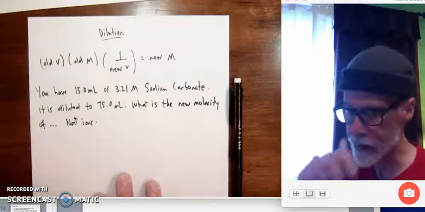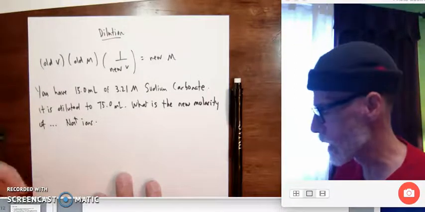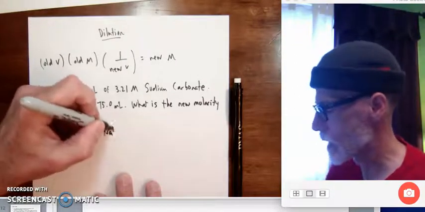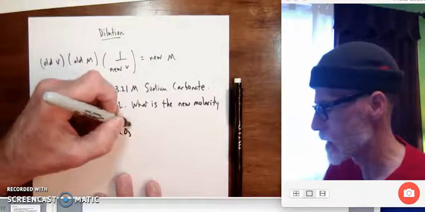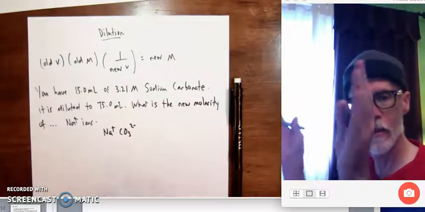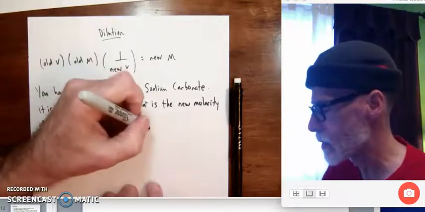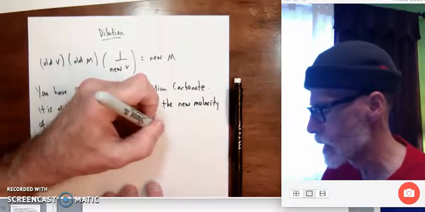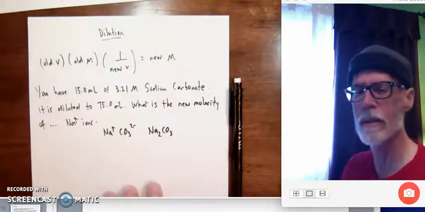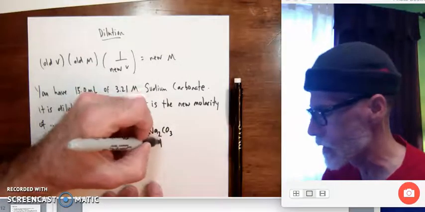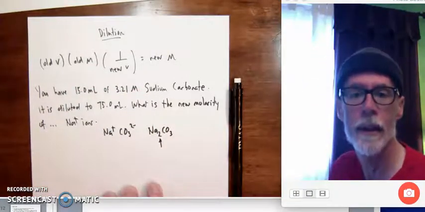Now, let's think about this. Sodium carbonate. Na+ means CO3 2-. I'm going to criss-cross it. That gives me Na2CO3. We have done this a gazillion times.